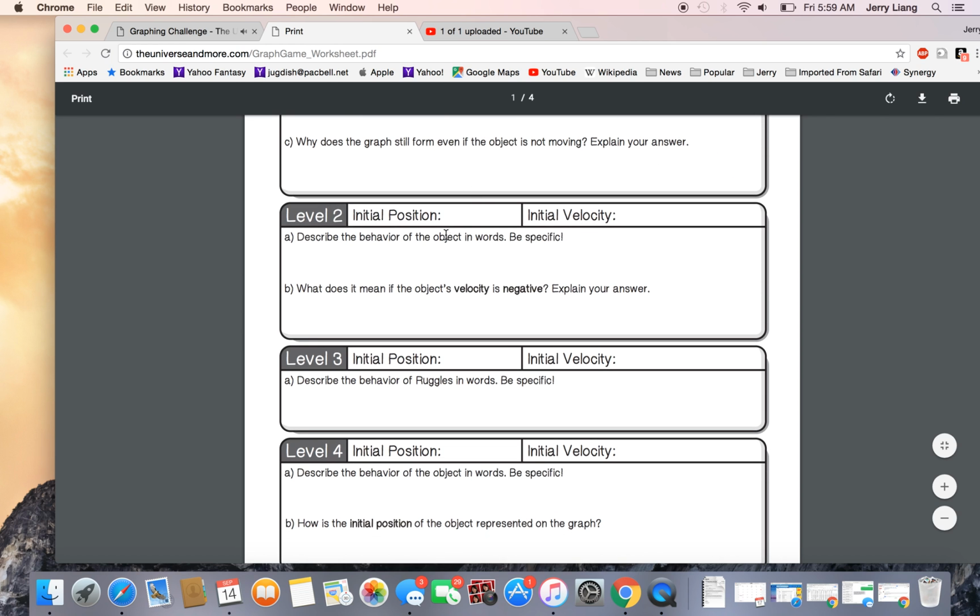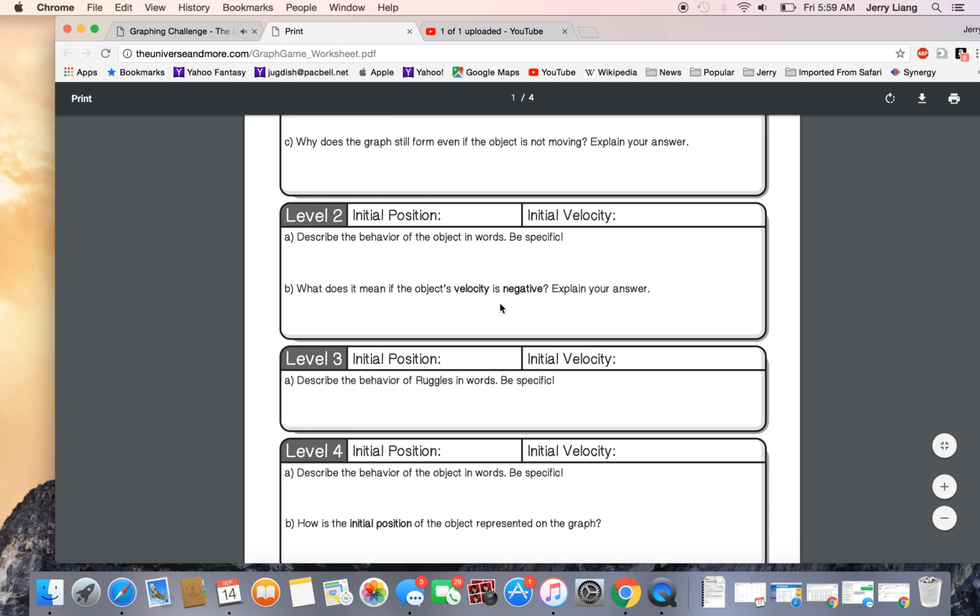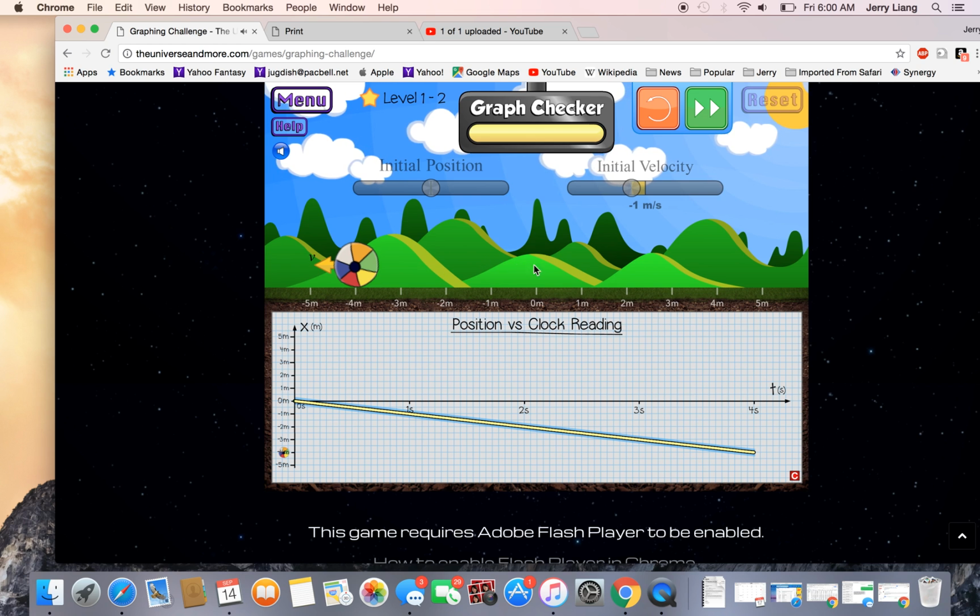And so you should then write the initial position, right? Where do we start? At 0. What was our initial velocity? It is -1. And you can describe the behavior of the ball, which was that it basically rolled to the left at -1 meters per second. What does it mean if the object's velocity is negative? Well, what does that mean? Which way did that ball go? Right? It went to the left.